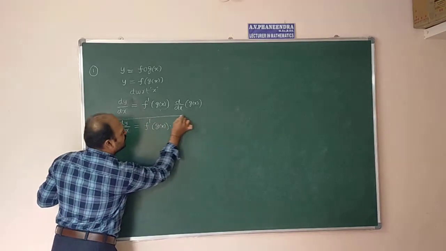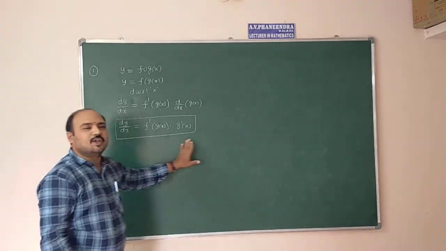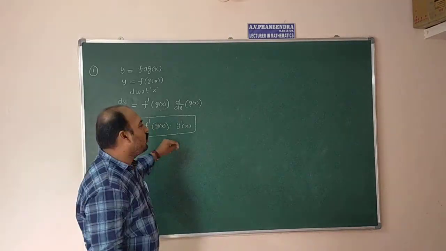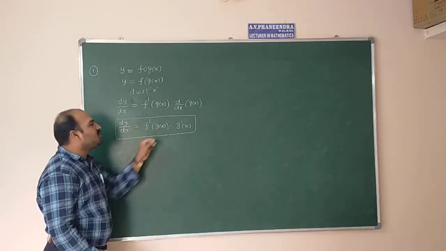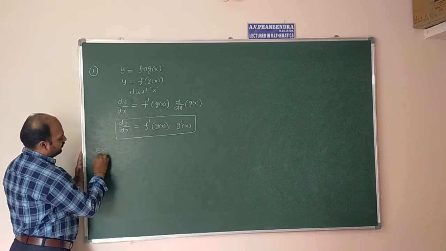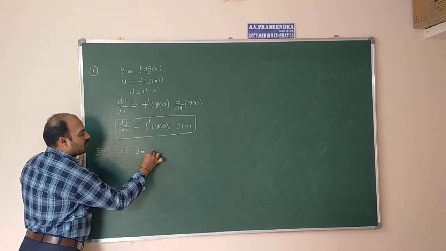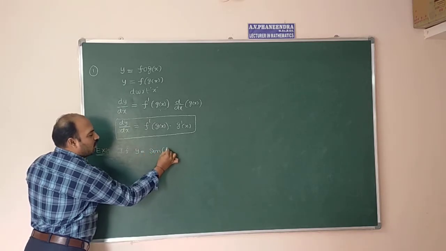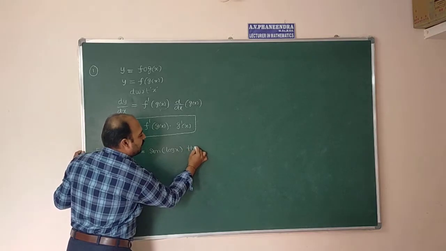This is indirectly the chain rule. Someone will treat this as the chain rule, but I won't explain the chain rule way. This is just the way we have to do it for a composite function. I will give examples. If y is equal to sine of log x, then find dy by dx.